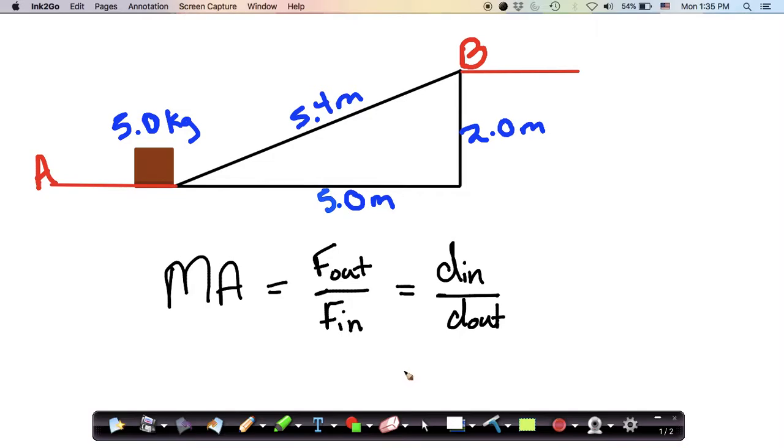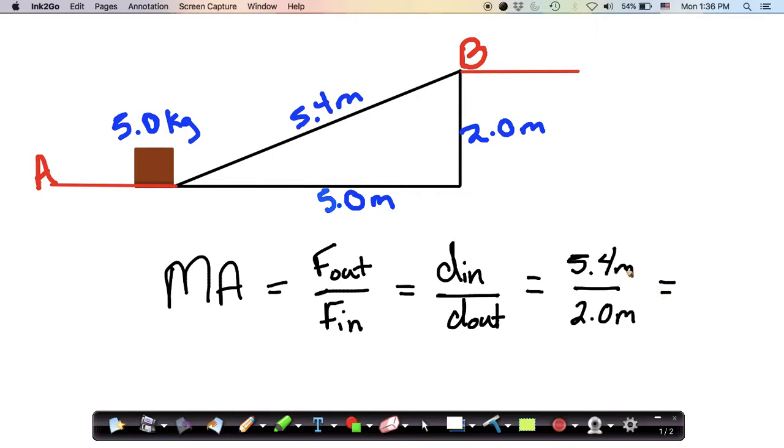For this inclined plane, we know the dimensions. Let's talk about what the input distance and the output distance would be in this case. The input distance is literally the distance through which we must push the box, which is going to be the hypotenuse of the incline. The output distance is the change in height, which would be 2.0 meters for this particular inclined plane. If we set up the ratio, we have an output distance of 2.0 meters in the denominator and an input distance of 5.4 meters in the numerator.